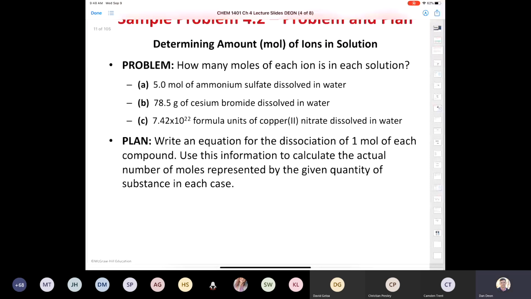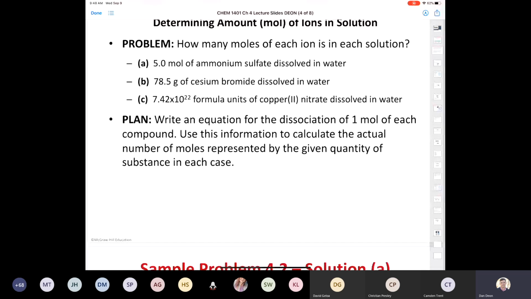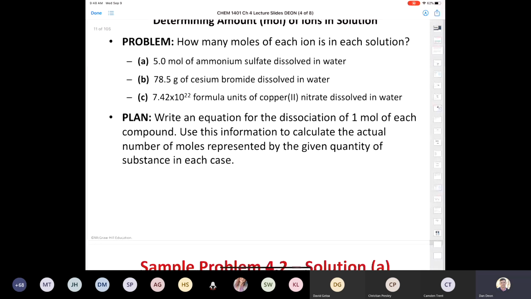Well, let's take a look at another example here. Let's see, do I have room to solve this? Yes. Okay, good. In problem A, it says, how many moles of each ion is in each solution? Okay, let's take a deep breath. What this question is asking us, A, B, and C, is the same thing for each one of them. How many moles of each ion is in each solution?